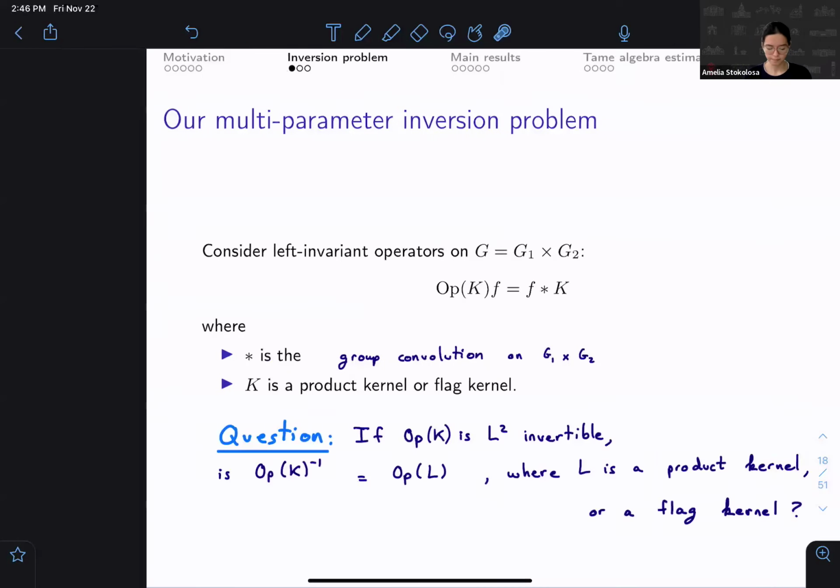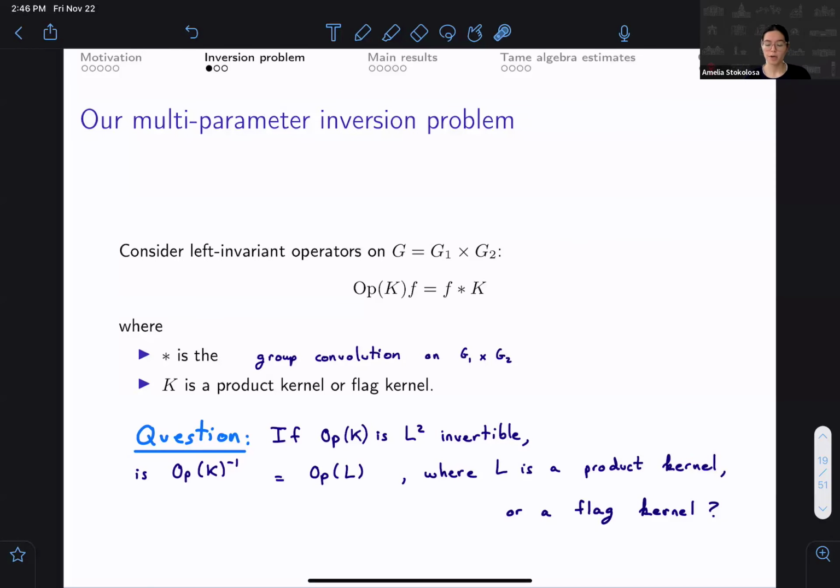So our question is the following. If the operator is invertible in L2, is the inverse operator also given by right convolution with a product kernel or flat kernel? Now we can pause here and make a couple of observations. The original operator presents some nice singularity away from where t1 is equal to 0 and t2 is equal to 0 for the product kernel. So away from this cross.